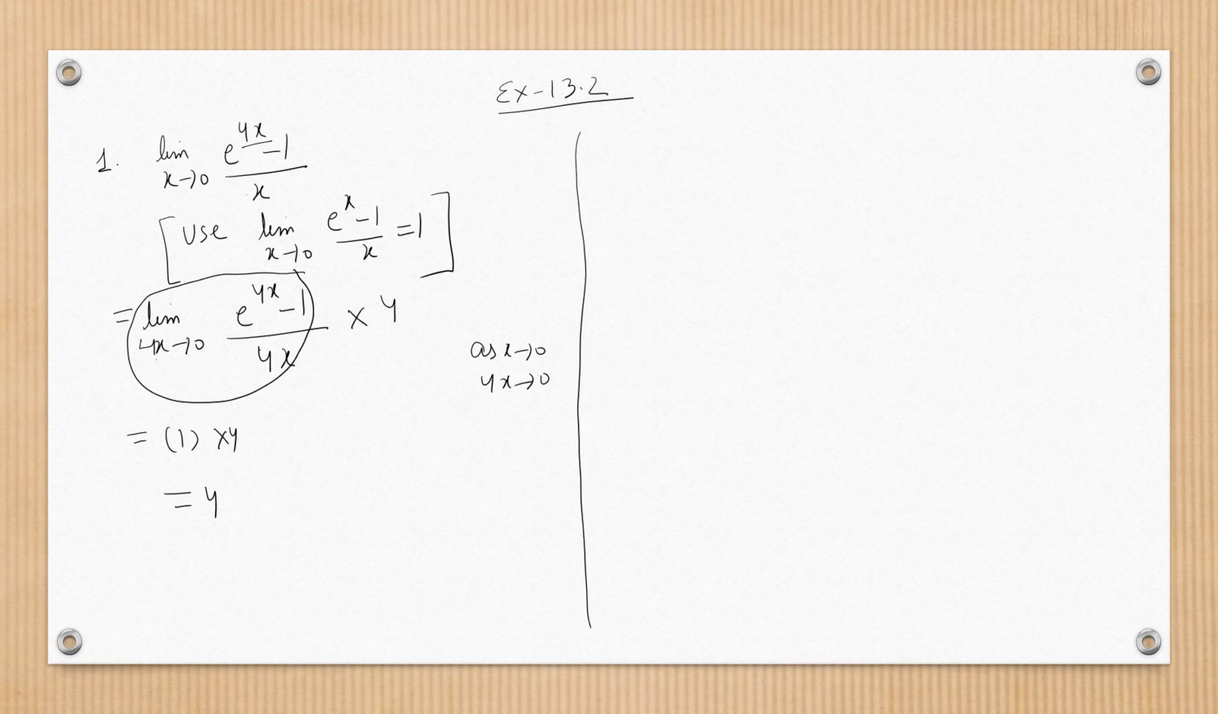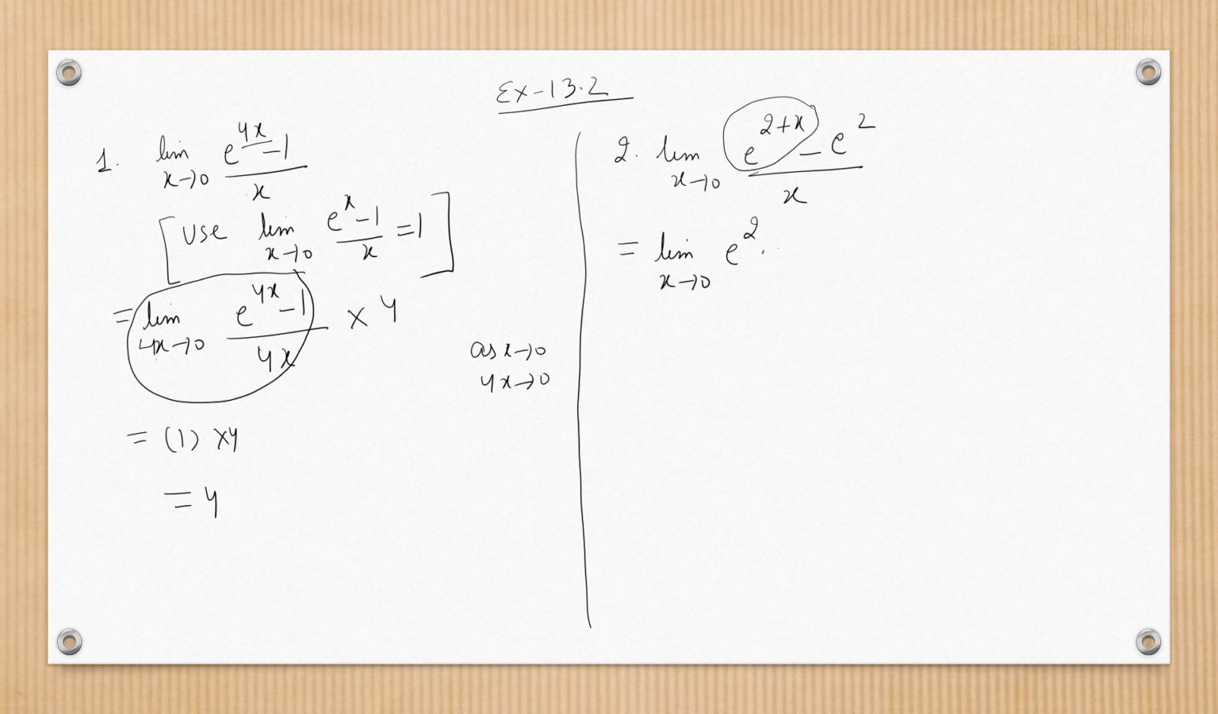Question number 2 is limit x approaches to 0 of (e raised to power 2 plus x minus e square) upon x. To solve it, firstly I need to split this term e raised to power 2 plus x. Can I write it as e raised to power 2 into e raised to power x? Yes, bases are same, powers are added.